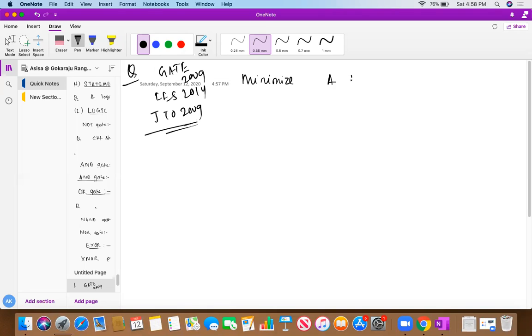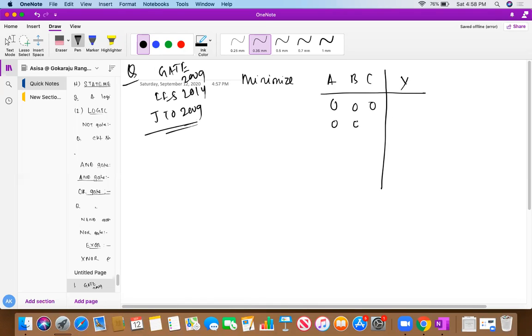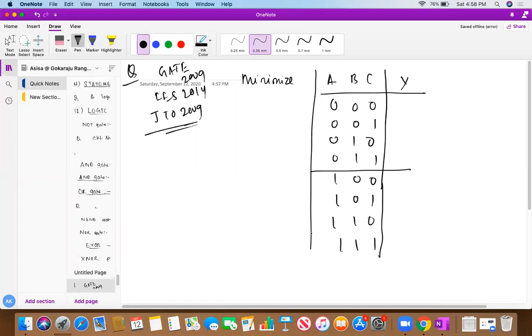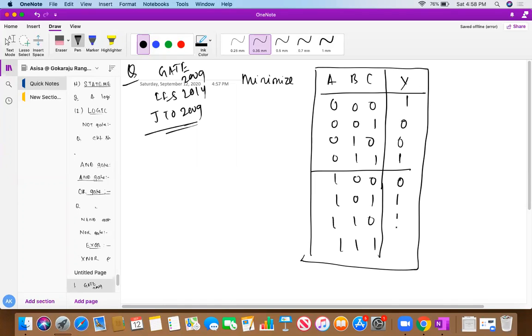Let's say this question is given like this: A, B, C, and Y is given here, 0 0 0 0 0 1 0 1 0 0 1 1 1 0 0 1 0 1 1 1 0 1 1 1. Okay, so this is the question, and what is Y that has been given for this particular truth table? Y is given like this: 1 0 0 1 0 1 1 0.